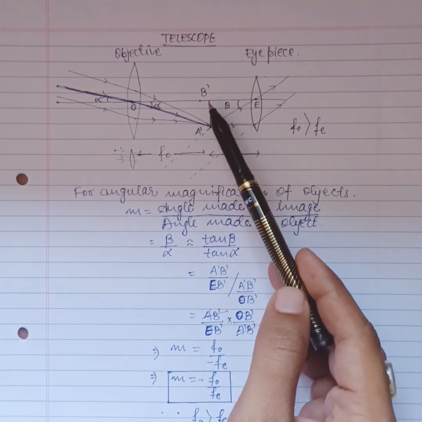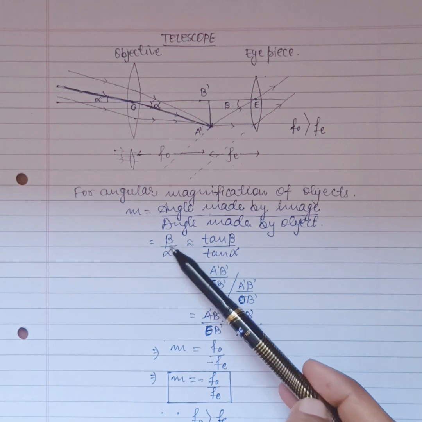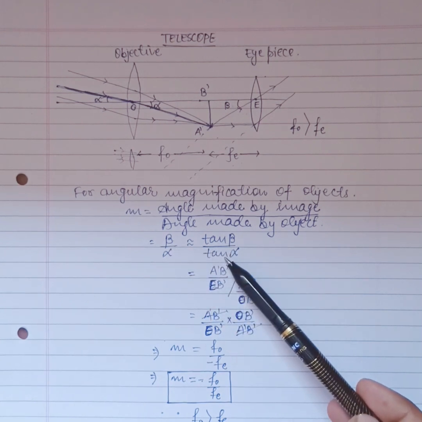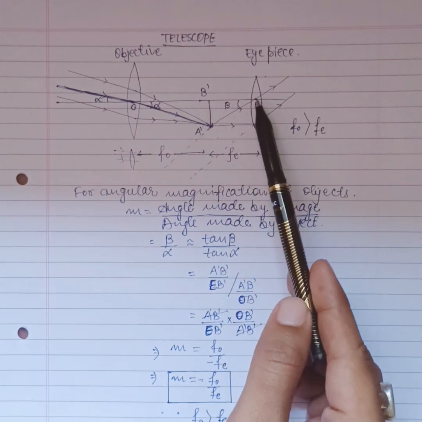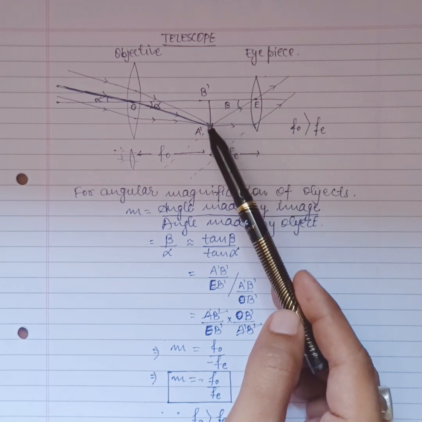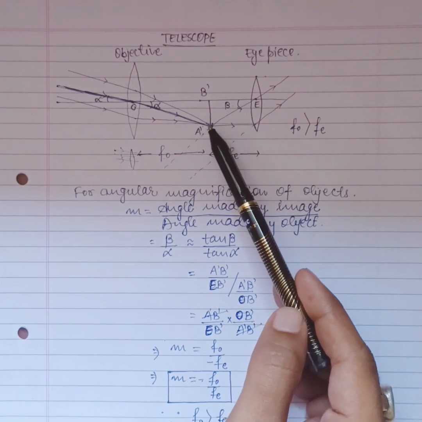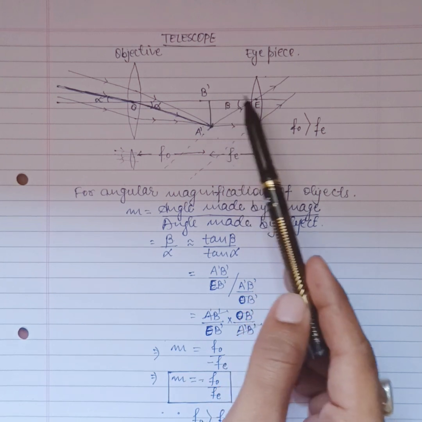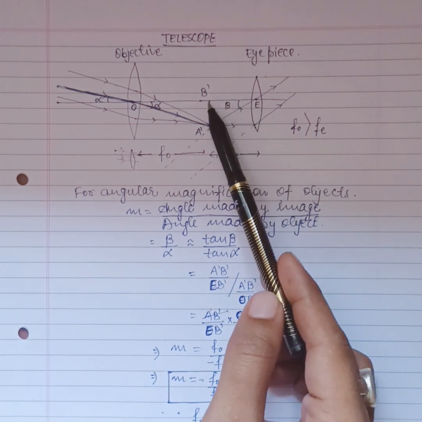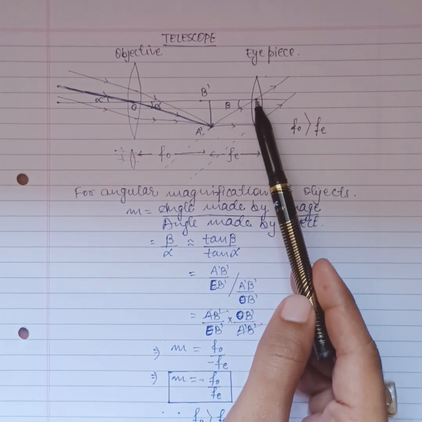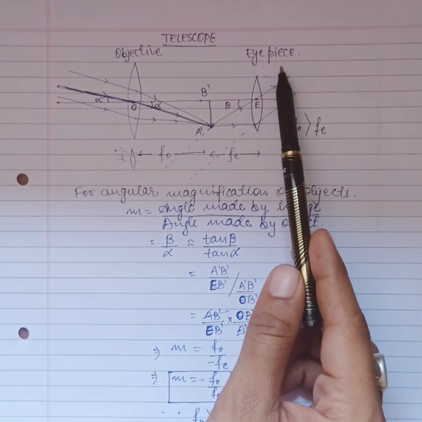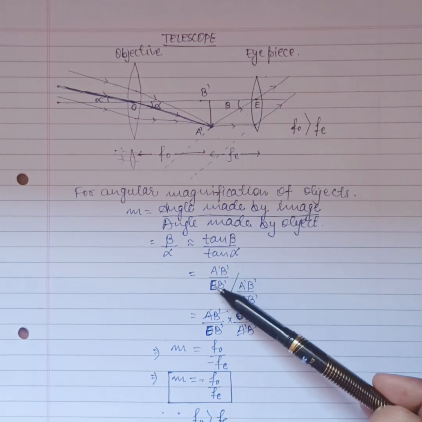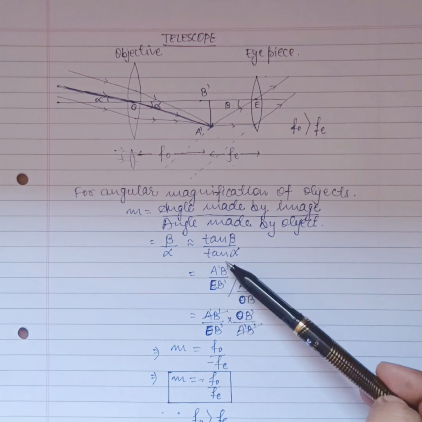So beta upon alpha, which can also be written as tan beta upon tan alpha. In triangle A dash B dash E, we can write tan beta is equal to perpendicular upon base. Perpendicular means A dash B dash, and base means E B dash, where E acts as the optical center for the eyepiece. So A dash B dash upon E B dash, divided by tan alpha.